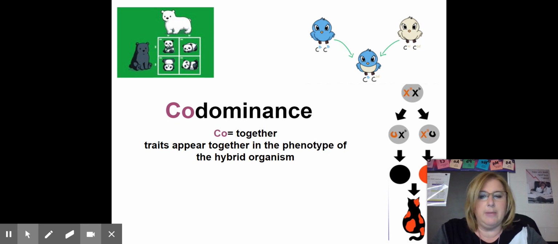So in codominance, you have two alleles that share dominance. They are both dominant. And so both of the traits will appear in the phenotype when there's a hybrid. So remember, a hybrid, you have one of each type of allele. In this case, they're both dominant and they both show up.